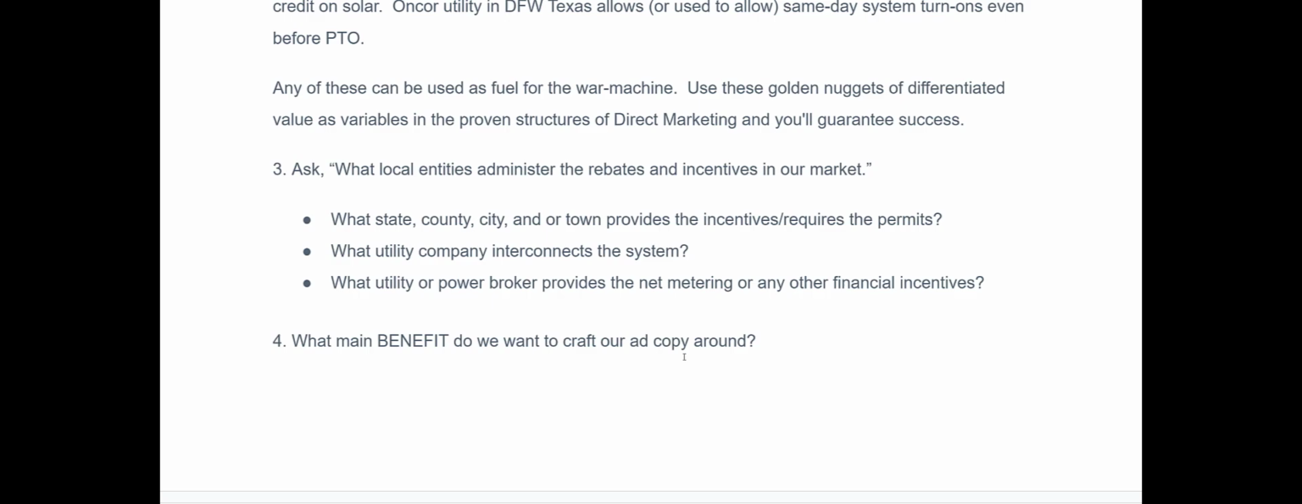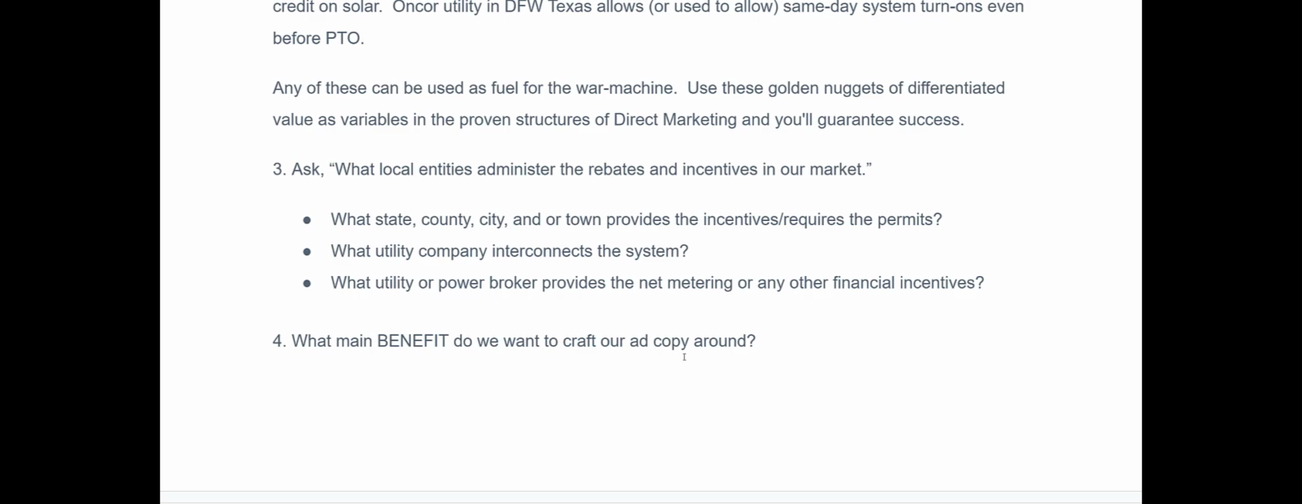Number one, if your program or your product or your service is subject to any rebates or incentives, like even insulation, there's a federal, right, $500 tax credit or whatnot. Just discover those things and use those as part of your pocket angle.